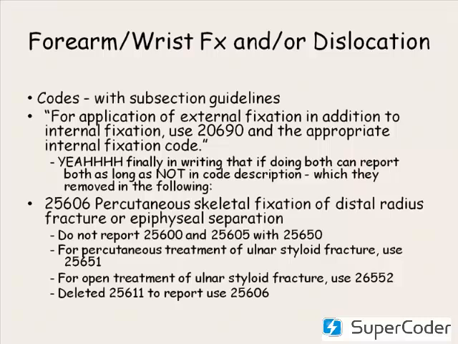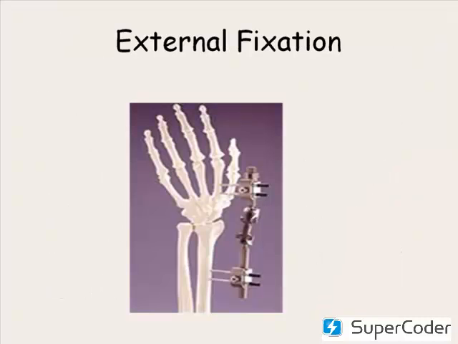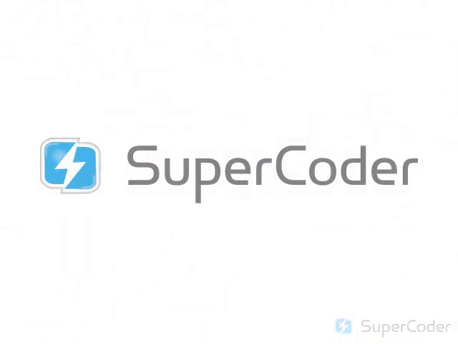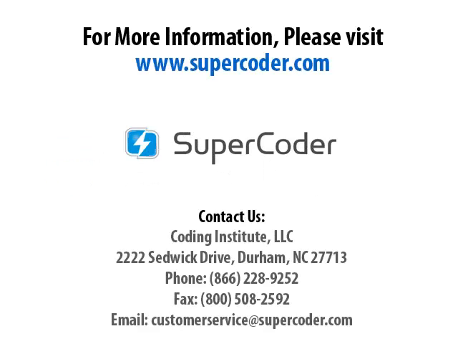It's important that your provider tells you whether it was a uniplane or a multiplane. I'm finding that a lot of the surgeons do not support that in their documentation. They just say an external fixator was placed. The majority of those are going to default to 20690 unless the provider clearly states in the narrative that it was a multiplane.